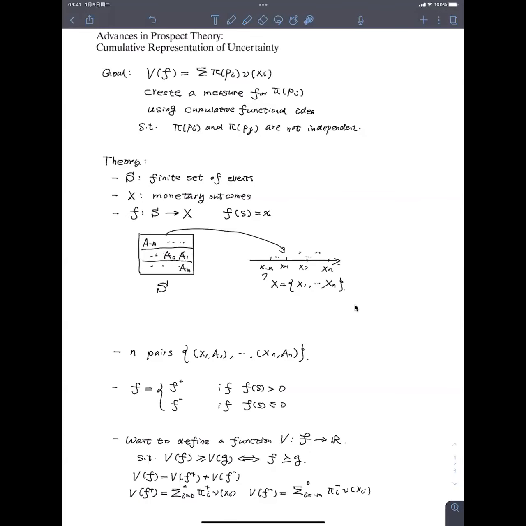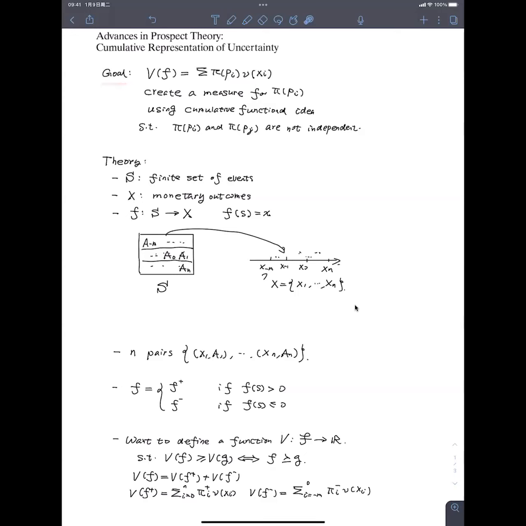I'm going to introduce a paper about prospect theory. In this paper, the author created a new methodology called cumulative representation of uncertainty.